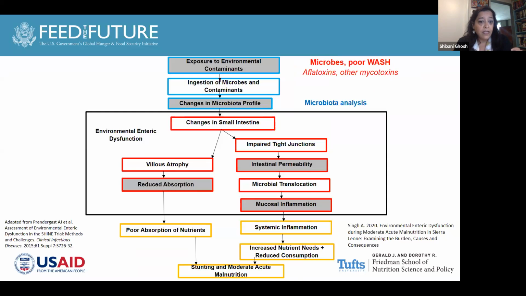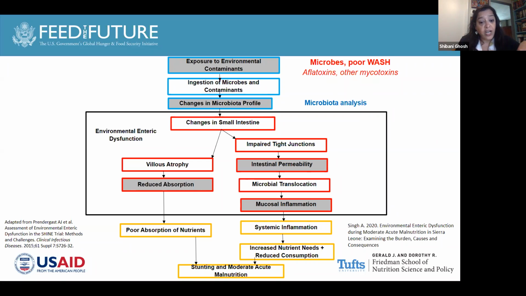Next slide, please. In terms of expanding that further, this was developed by Akriti Singh for her dissertation, and she expanded that diagram as well as adapted it from another diagram developed by the SHINE trial and colleagues at Johns Hopkins, in which, in addition to aflatoxins and other mycotoxins, you could be exposed to poor WASH and environmental contaminants, and that could lead to changes in the microbiota profile, which then leads into changes in the small intestine that are similar to what has been described with EED.